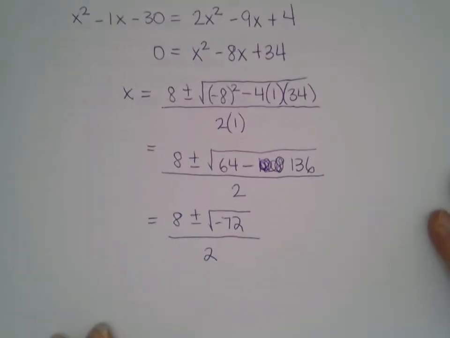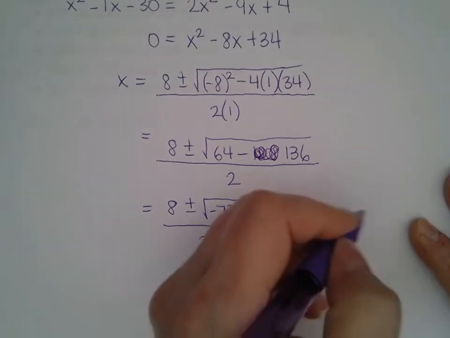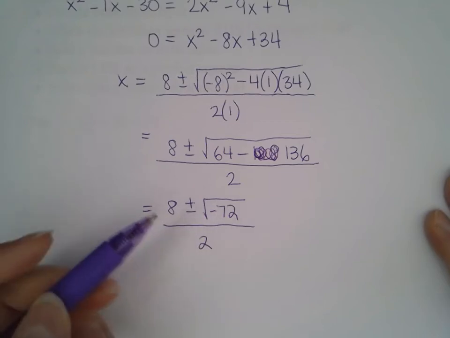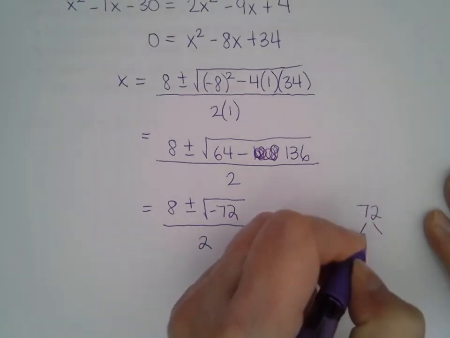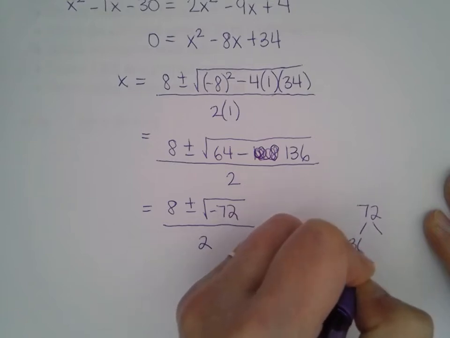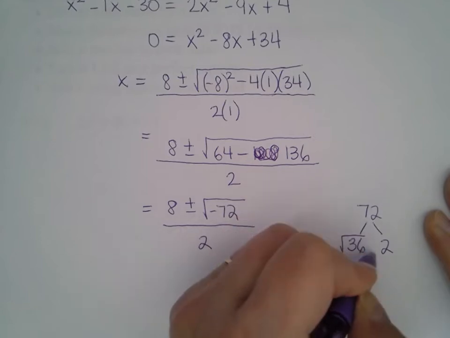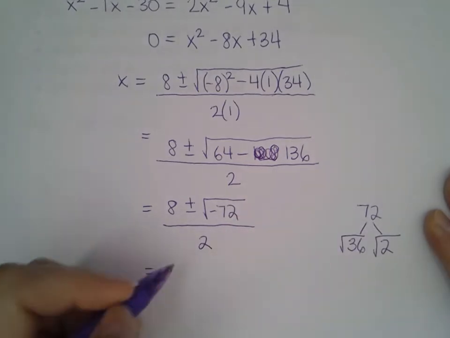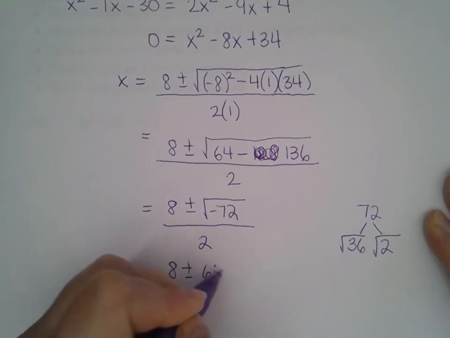Okay, so for the square root of negative 72, what can come to the outside? Definitely an i, because we have the negative. You could do this a lot of ways. 72 is 36 times 2. So when I take the square root of that 36, a 6 comes out. So this becomes 8 plus or minus 6i square root of 2.